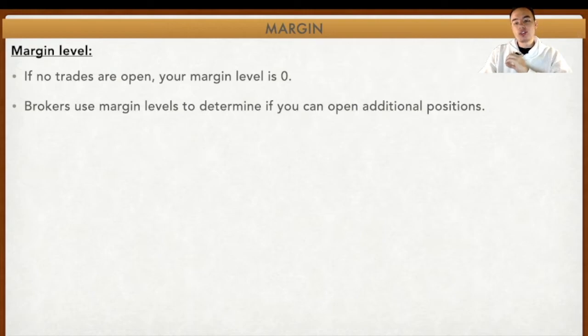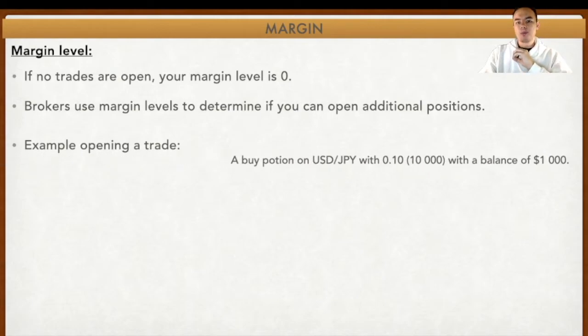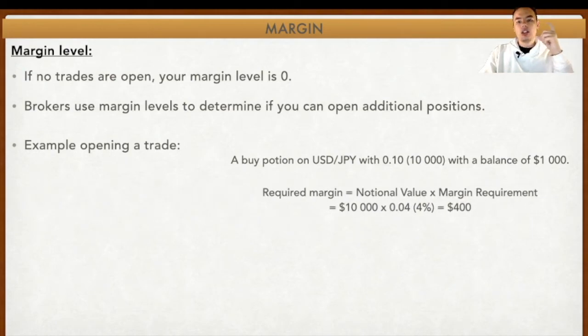Brokers use margin levels to determine if you can open additional positions. Example, opening the trade. A buy position on USD JPY, 0.10 lot size with $1,000. Remember your margin is notional value times your margin. Because you're using 0.10, it's 10,000 units. So 10,000 units times 4%. Remember, USD JPY is 4%, so it's 0.04. 10,000 times 0.04 equals $400.